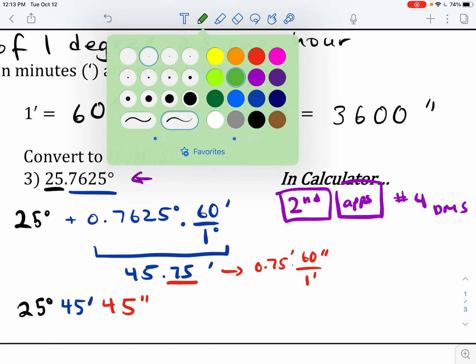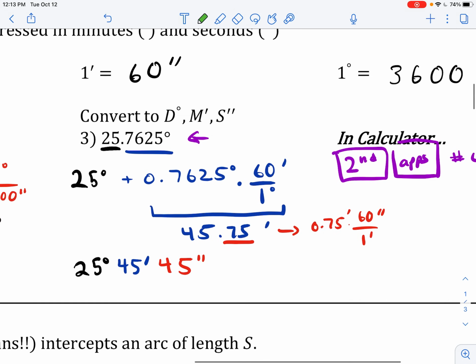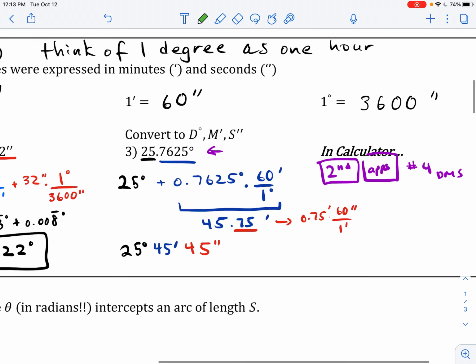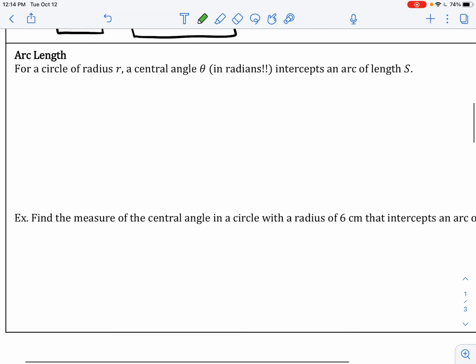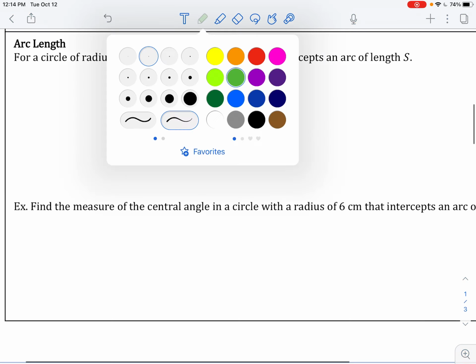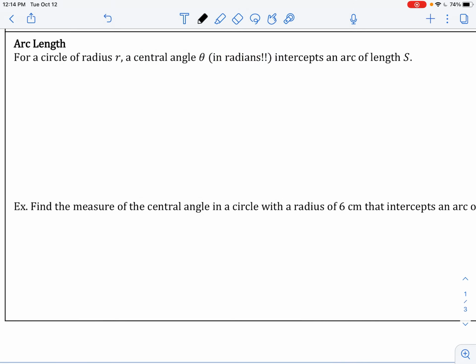All right. Now let's talk about another application. Now that we're hopefully a little more comfortable converting into degrees, minutes, and seconds, let's talk about arc length. Let me go back and do this in black. Suppose we have a circle, okay? And in this circle, we are able to draw a certain radius. Let me go ahead and draw this. We're going to say this is our radius here. And let's go here, something like that, all right?